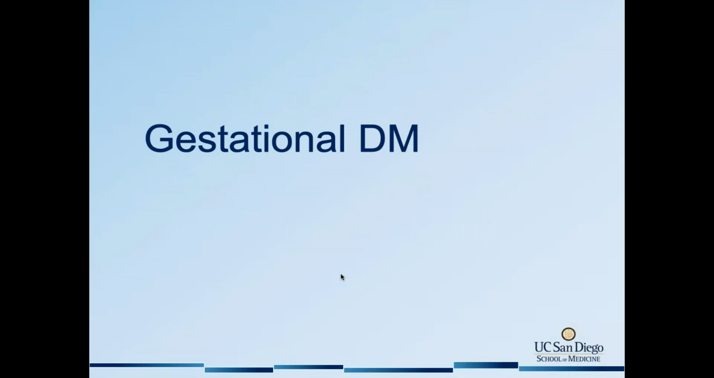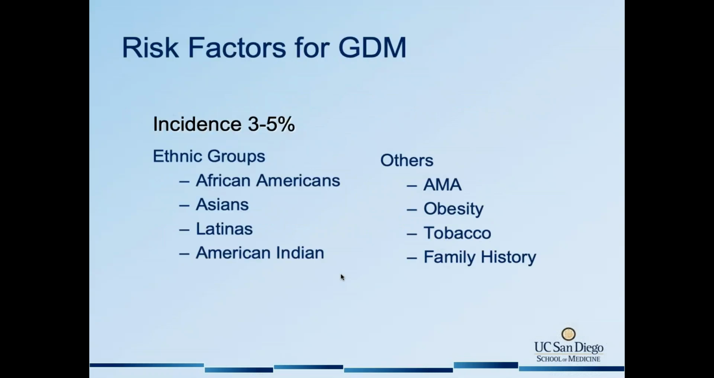Now moving on to gestational diabetes. The incidence initially was thought to be 3 to 5%, but as we learned earlier, in the state of California, it's actually higher, mainly because we are made up of ethnic groups which are at higher risk of having gestational diabetes, namely African Americans, Asians, Latinas, and Native Americans. Also, we know that there are other risk factors, including obesity, and we've seen that on the rise in California, advanced maternal age, smoking, and of course, a family history of type 2 diabetes is also a risk factor for gestational diabetes.